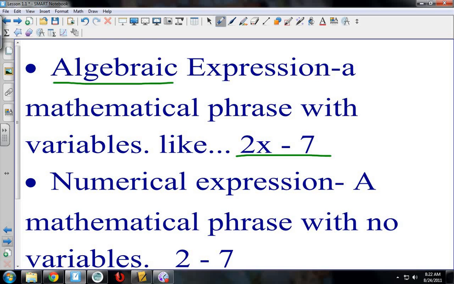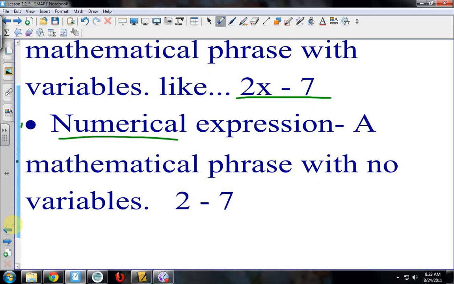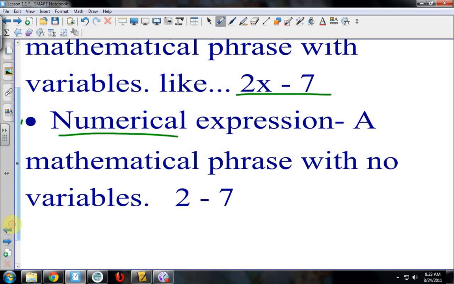Opposed to algebraic expression, we also have numerical expression, right? A numerical expression. Numerical expression is the same exact thing, but there's no algebra in this one, is there? What's numerical sound like? Number, right? So it's just numbers and symbols, right? So an example of that would be 2 minus 7, right? It could also be plus or divide or anything like that.